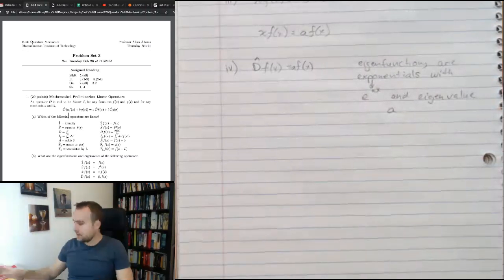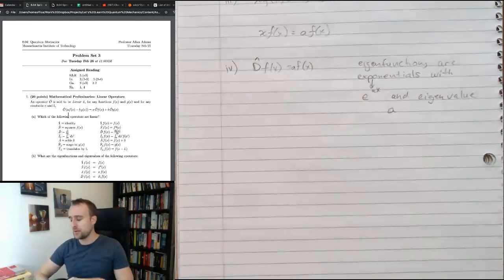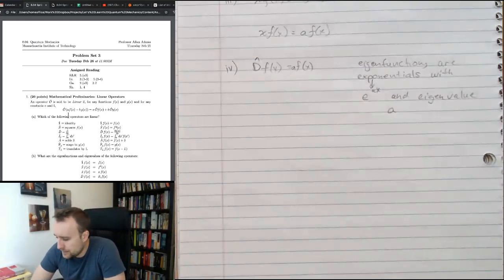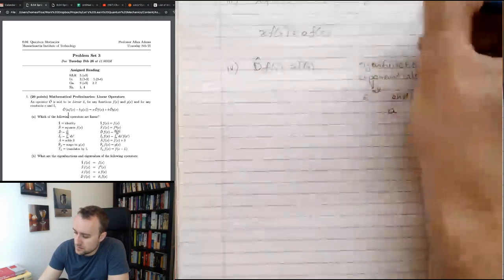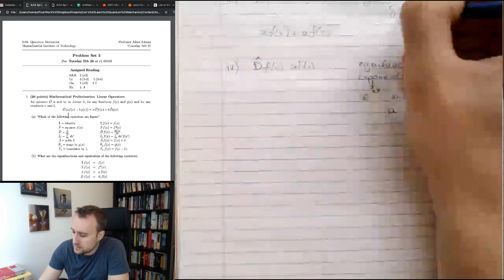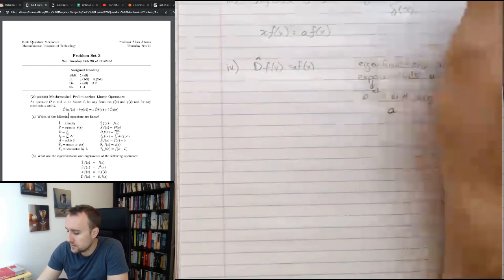Or no, this is not translation operator. This is position operator. Well, we know that this is the position operator, and we know that the eigenfunctions are the observable of the position function, which is delta functions. So we kind of know from that physical picture that the eigenfunctions are delta x.